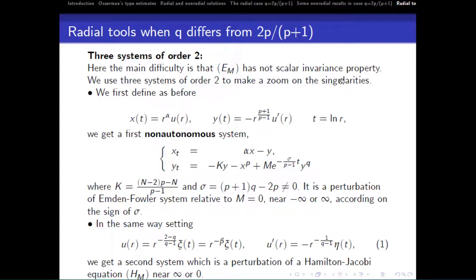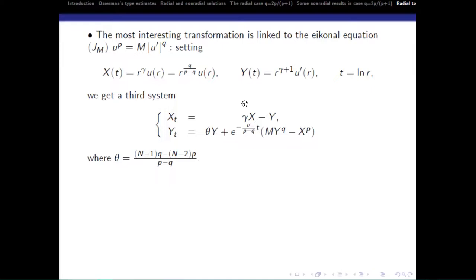So I can speak. The main difficulty is the invariance property. So we find x of t is r to the alpha u of r in the case p equals q equals p.